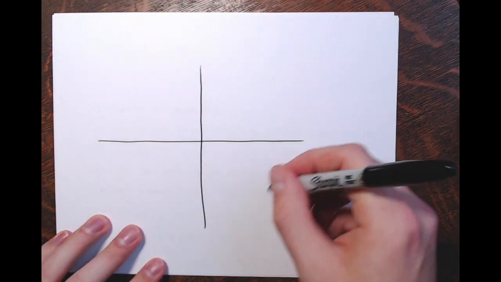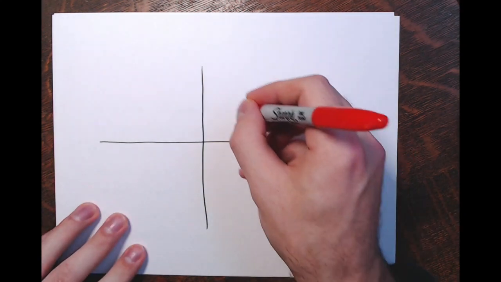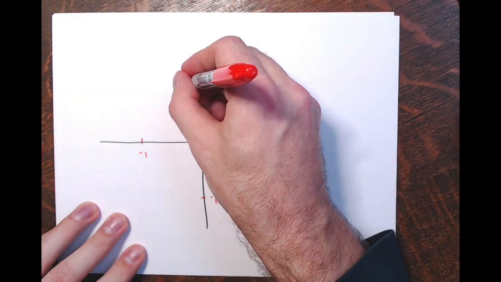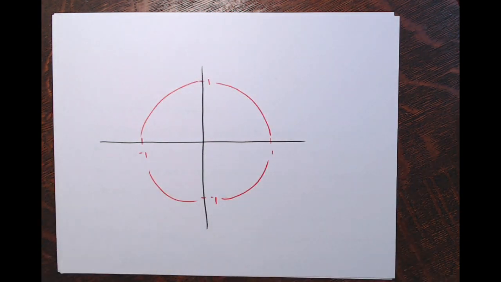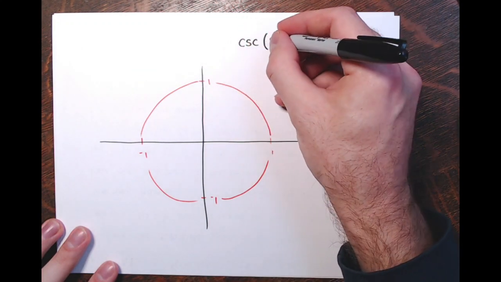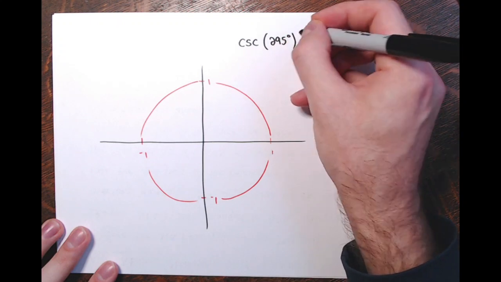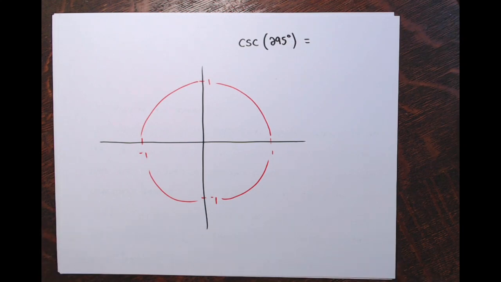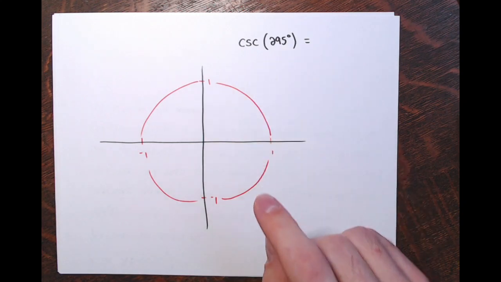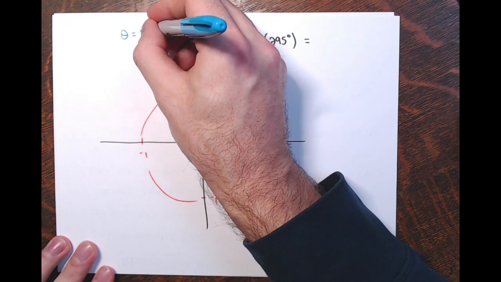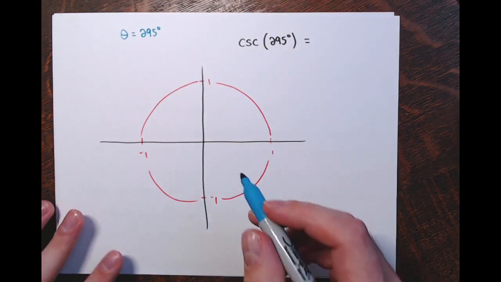I'm just going to start off with it. Now we might not even need the unit circle here, but I'll just draw it. What the heck, doesn't hurt. We're asked to find the cosecant of 295 degrees, and to write this in terms of the reference angle. So my angle here is 295 degrees. I'm going to draw that. I'll call it theta, 295 degrees, or if you want to change that to radians, that's fine too.